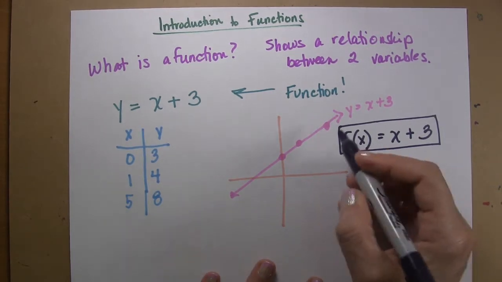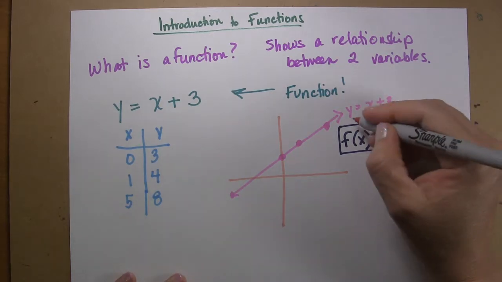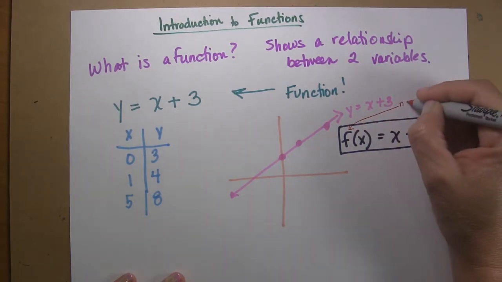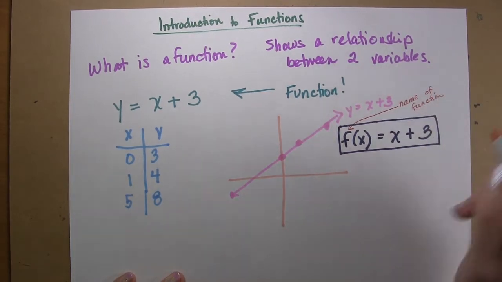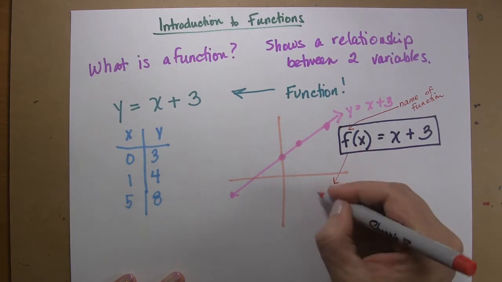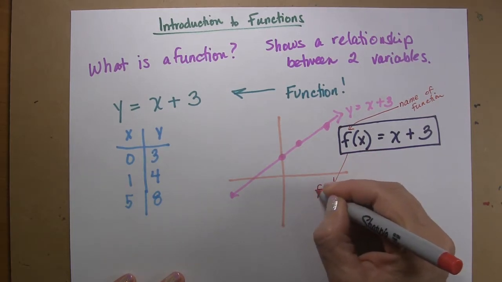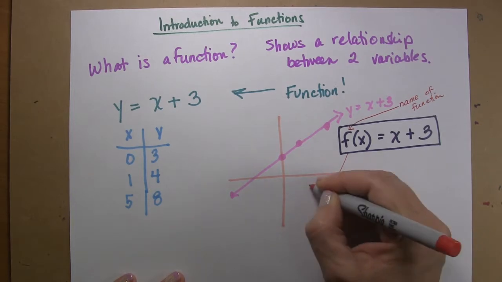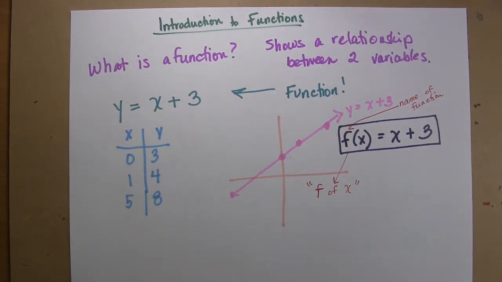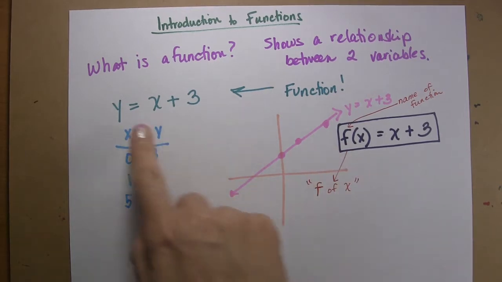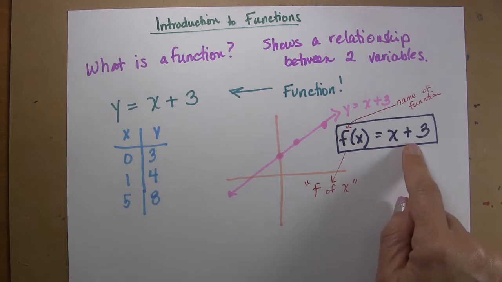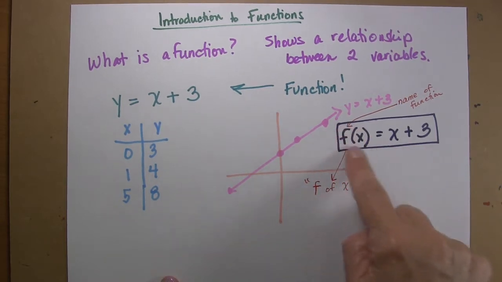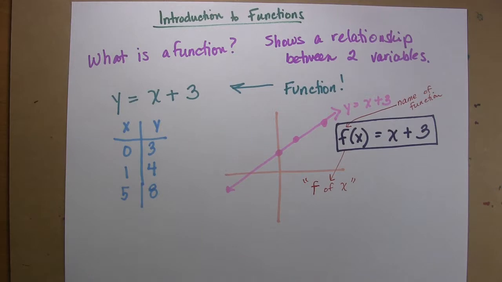This right here is the name of the function. So the name of our function is f. And we would read this f of x. F of x. That's how you would say that. So here you say y equals x plus 3. Here you say f of x equals x plus 3. You can simply think of this f of x as being your substitute for y, and that's good.